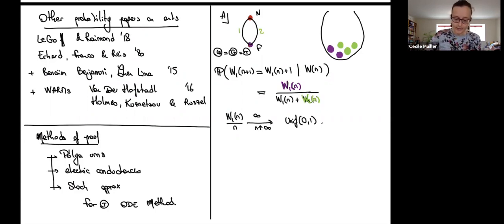So the renormalized weight of the first edge goes to a uniform U, and the weight of the second edge goes to 1 minus U. So here my χ's, my limits, are random, and a positive proportion of the ants go through the left, a positive proportion of the ants go to the right.